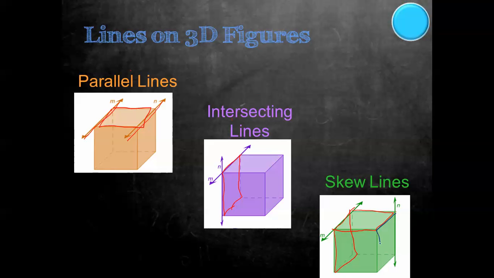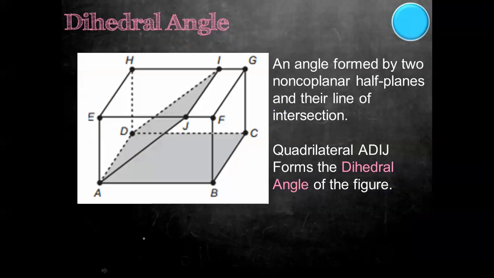This line is contained by this plane and this plane over here. See, so neither one of these lines are contained by the same plane. So we call those skew lines.